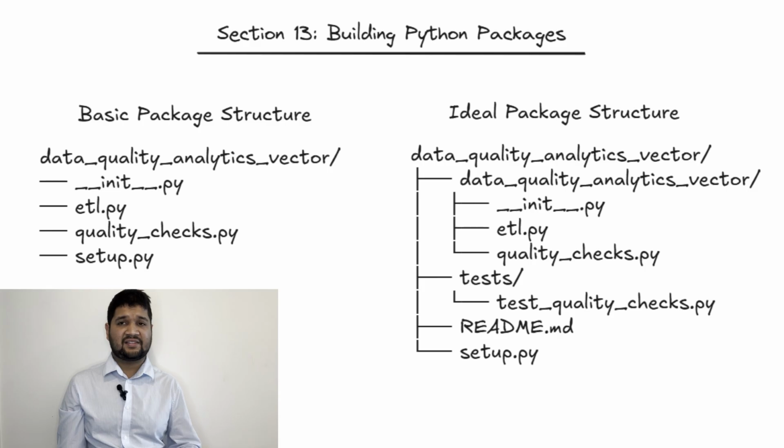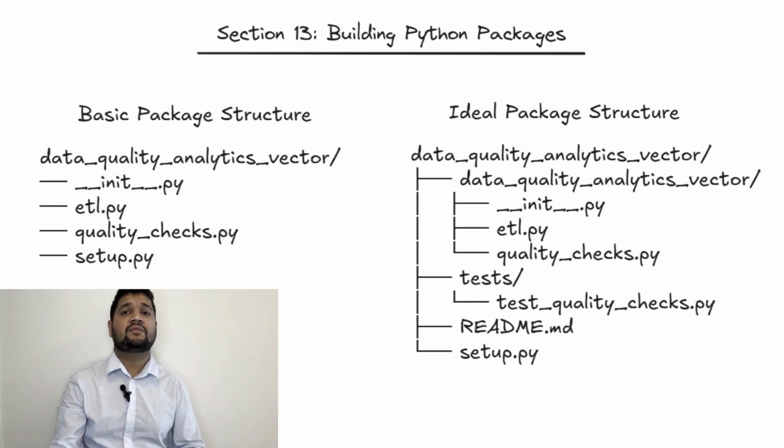A Python package is a directory containing Python modules, that is files with .py extension, along with an init file to indicate that it's a package. Your package is usually structured as follows. The data quality analytics directory contains your main package code. Init indicates that this directory is a package.